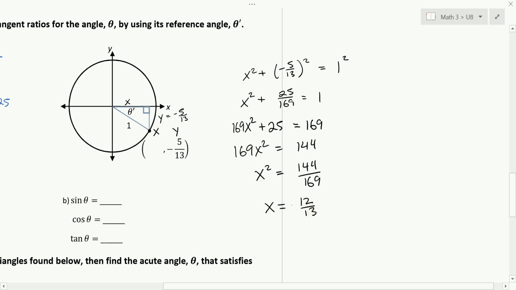But you have to decide, it could be positive or negative. So think about what quadrant you're in. Should x be positive or negative in quadrant 4? Well, anything to the right side, so quadrant 1 and quadrant 4, will be positive x. Anything to the left side will have a negative x value. So quadrants 2 and 3 will give you a negative x value. So this is going to be positive 12 over 13.